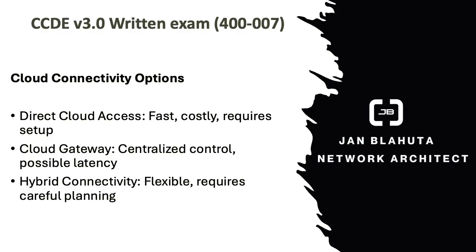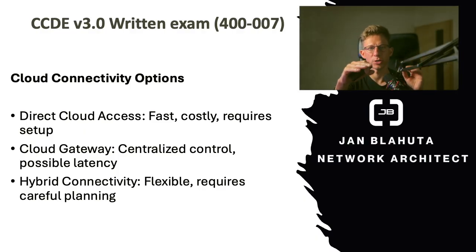As more companies move to the cloud, your network has to keep up. Let's break down your main options for cloud connectivity. Direct cloud access. It is fast, efficient, and perfect for businesses living in the cloud. But heads up, it can cost more and needs specialized setup. Cloud gateway access routes everything through a central point like a data center. Great for control and security, but it can slow things down. Hybrid connectivity, a blend of on-prem and cloud. Super flexible, but it takes careful planning to get it right.